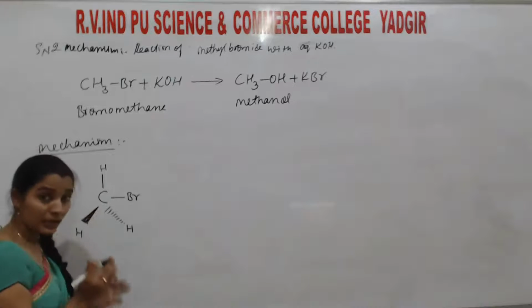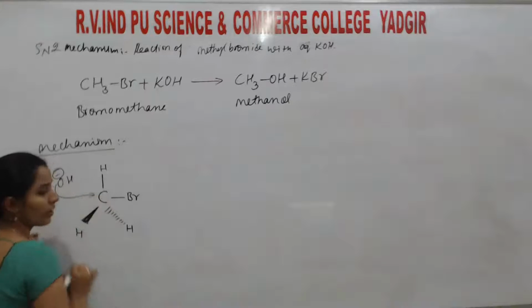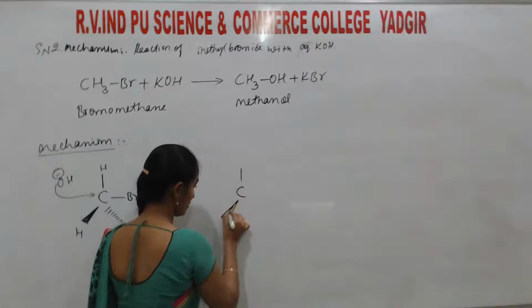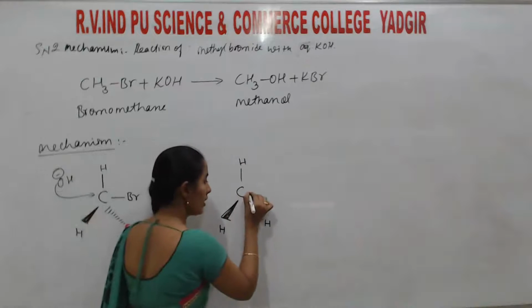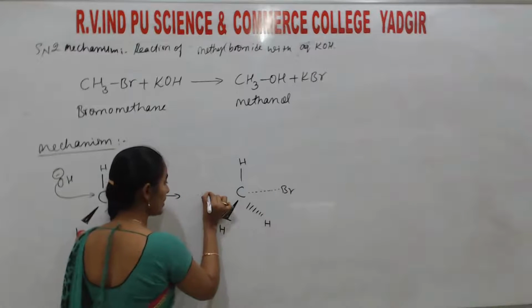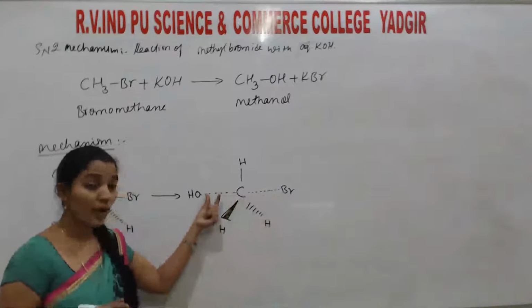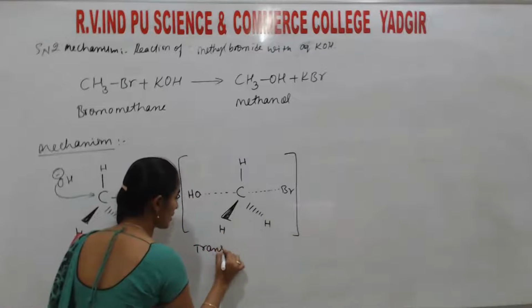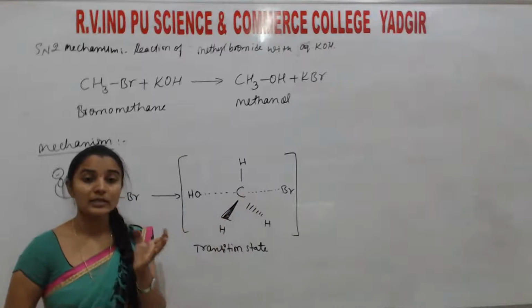Okay, so here what happens simultaneously: where Br is there, at the same time OH minus is going to attach from the backside. Then carbon is here, with hydrogen, hydrogen, hydrogen. At the same time, breaking of the bond with Br takes place. Simultaneously, making of the bond with OH minus takes place. So in the same state, breaking of the bond and formation of the new bond are both taking place. This state is written in a square bracket and is called the transition state, where the breaking and the making of the bond take place simultaneously.